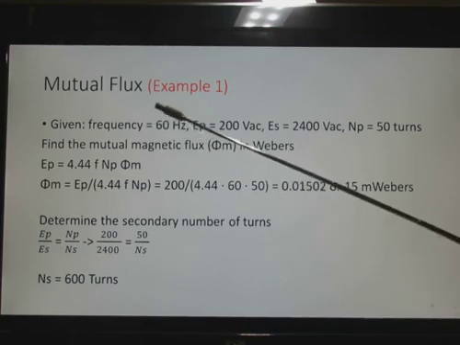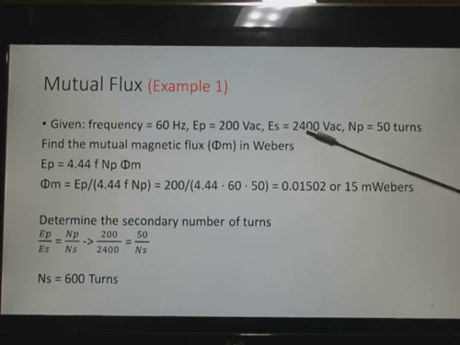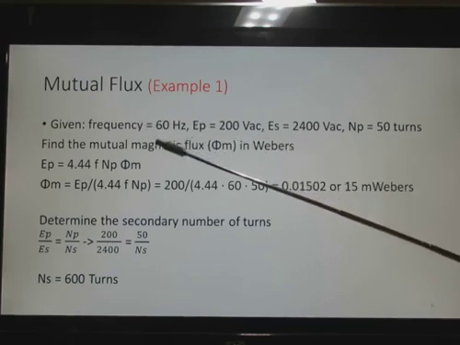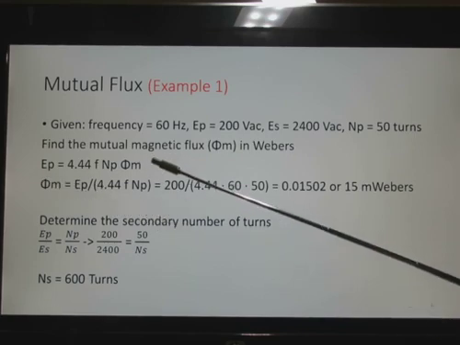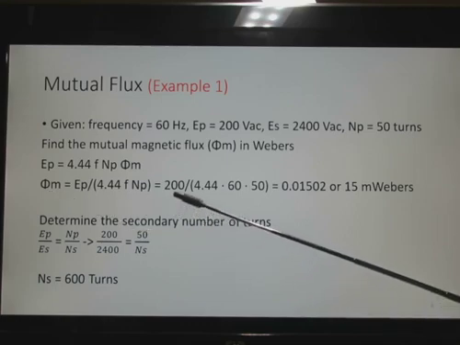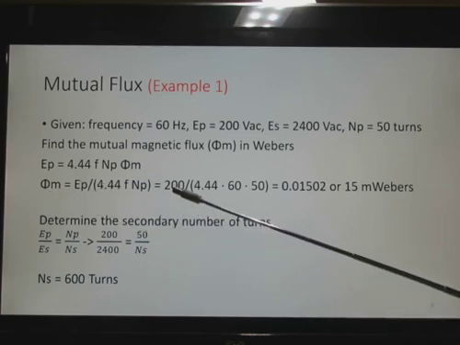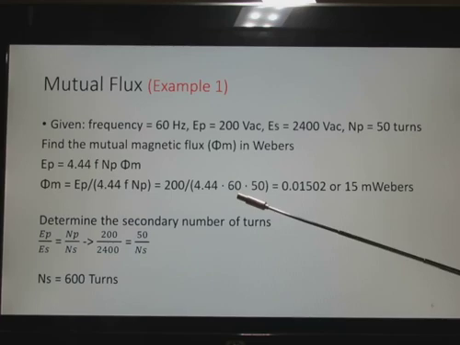Let's do an example. Given a frequency of 60 Hertz, primary side voltage 200 volts AC, secondary side 2400, that's a step up. And we have a number of turns on the primary side of 50. Find the mutual magnetic flux in Webers. Here's our formula that's given in the textbook. We'll rearrange that formula to find that flux. We divide the primary side voltage 200 by 4.44, which is a constant, times the frequency of 60 Hertz, times the number of turns on the primary side, 50 turns. And we get 15 milliwebers.